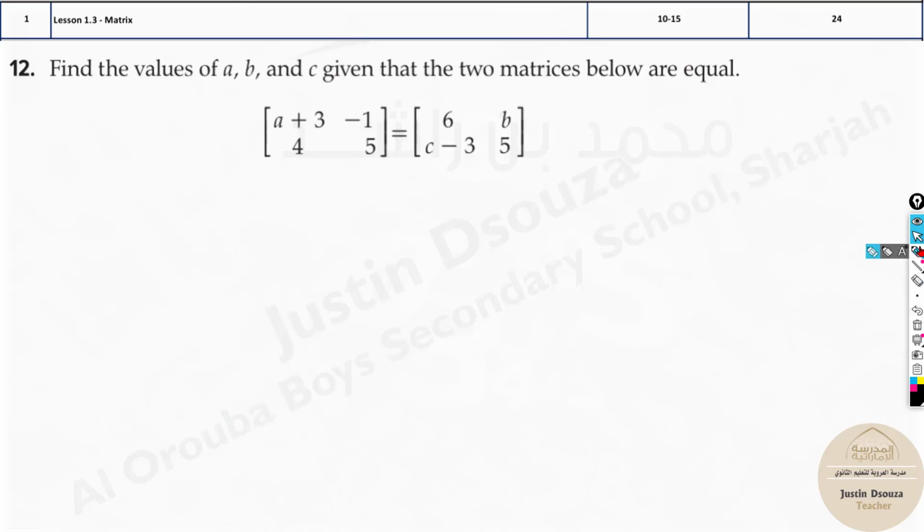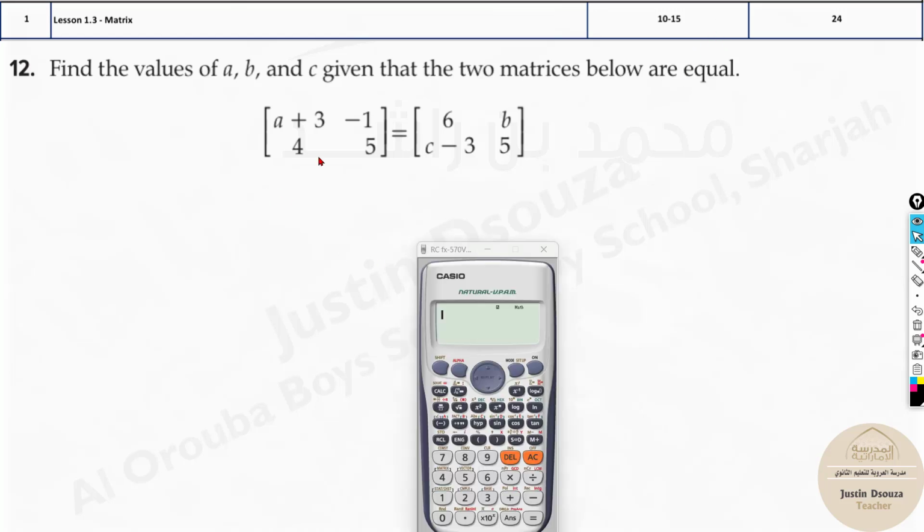Okay, these are interesting problems here. You can directly do it in the calculator. I'll show you. We are not going to write any matrices now, but we're just going to write equations. So they want you to find A, B, C. And you can see this is a matrix equal to the other matrix. They have clearly mentioned as well, they're equal to each other. So what happens is each element in this is equal to the corresponding element over there.